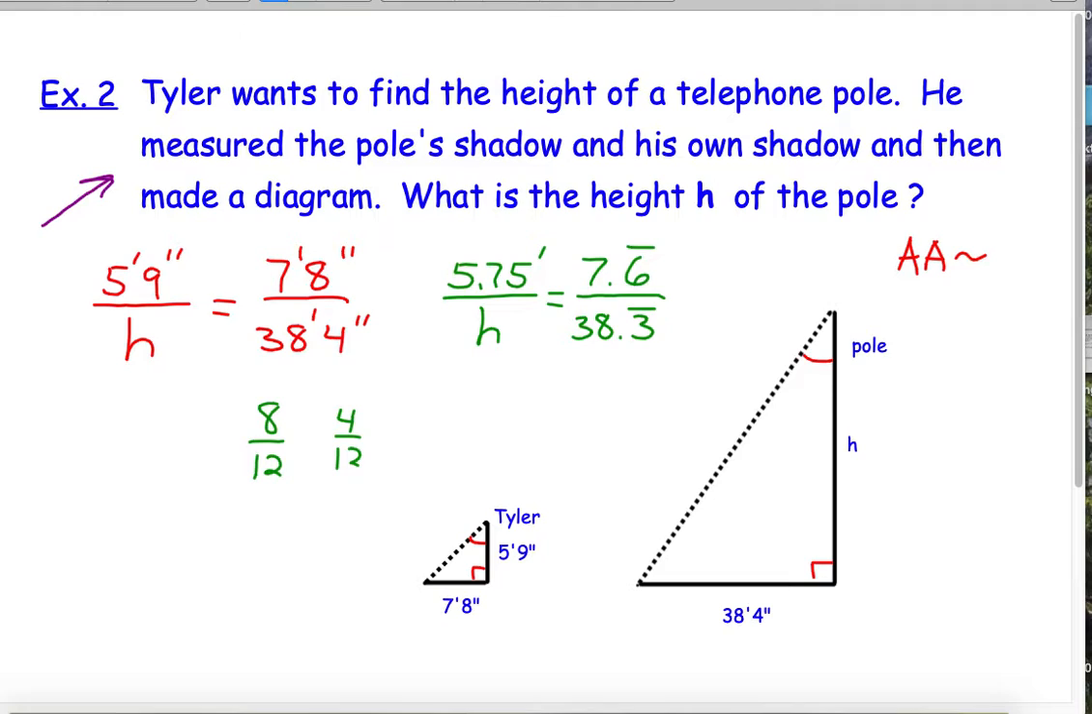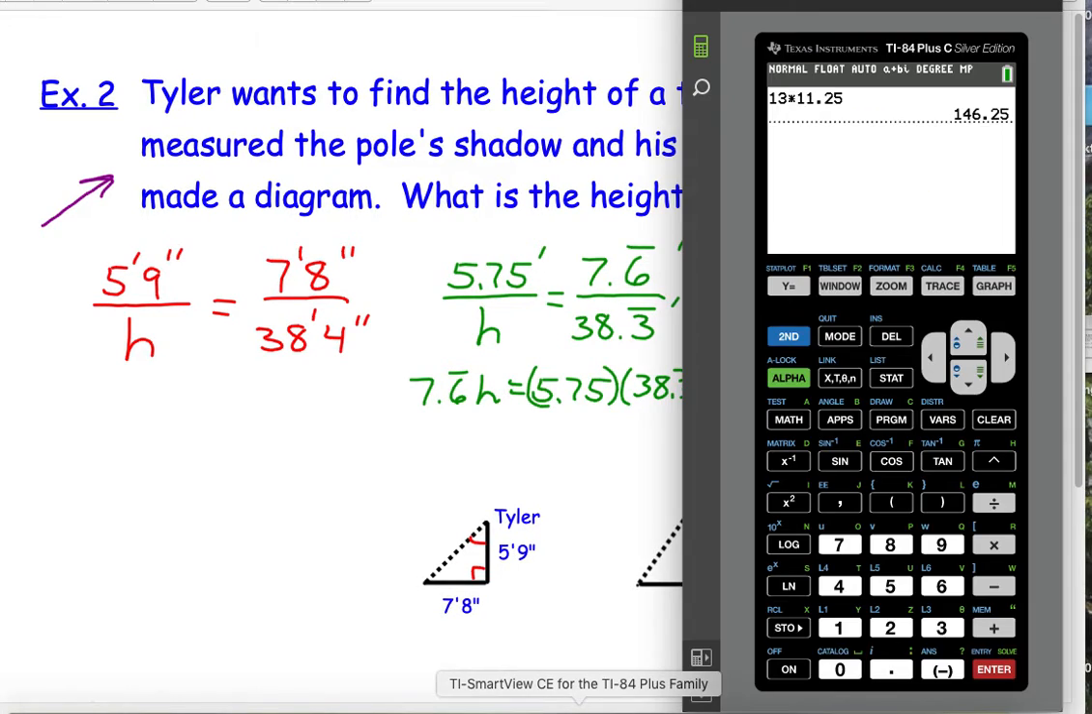All right, so that's one option for solving. And let's see, this is all in feet, so our answer h will be in feet as well. So we cross multiply, and we're going to get 7.6 repeating times h equals 5.75 times 38.3 repeating. And then we grab a calculator and try and punch those in.